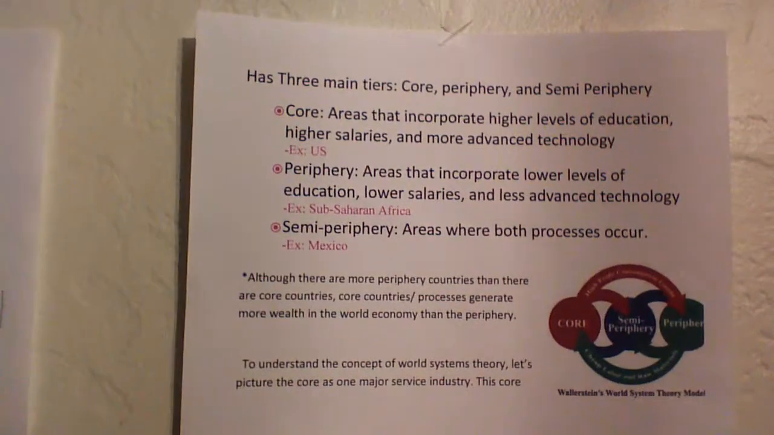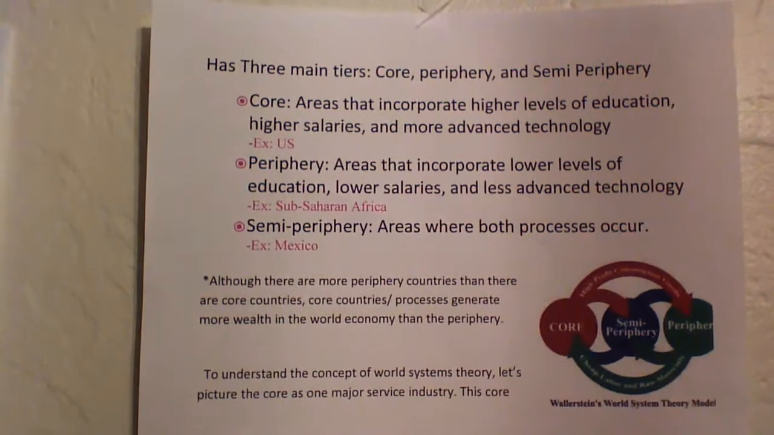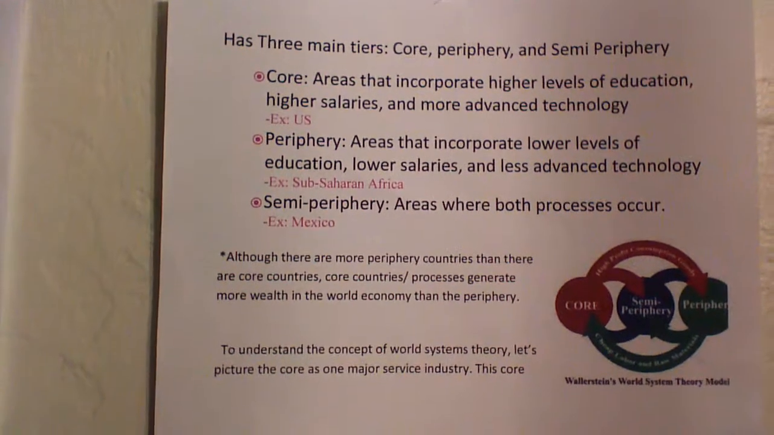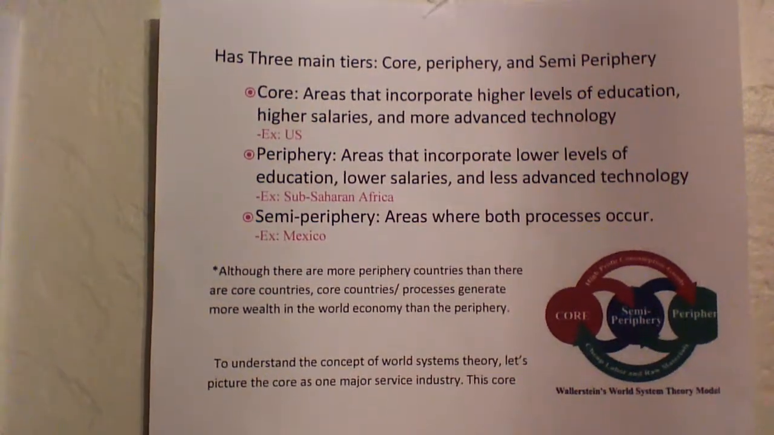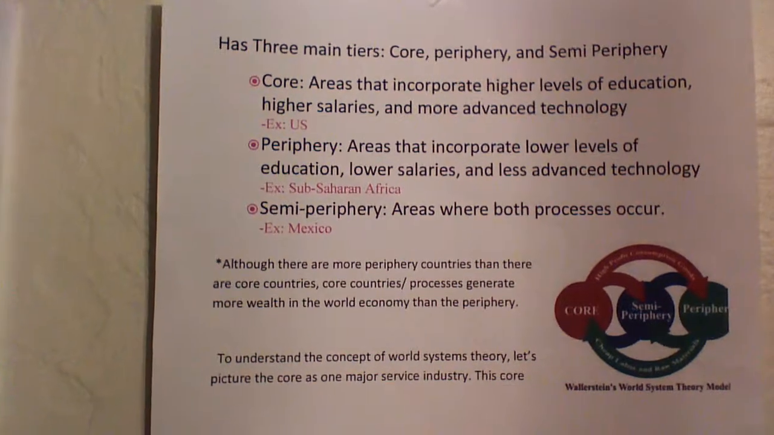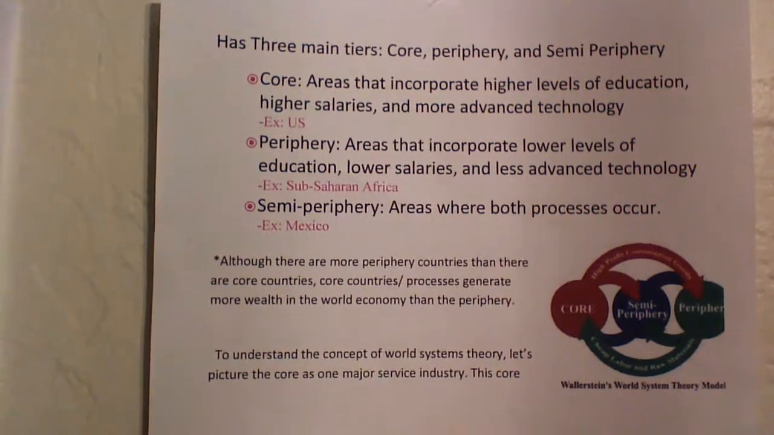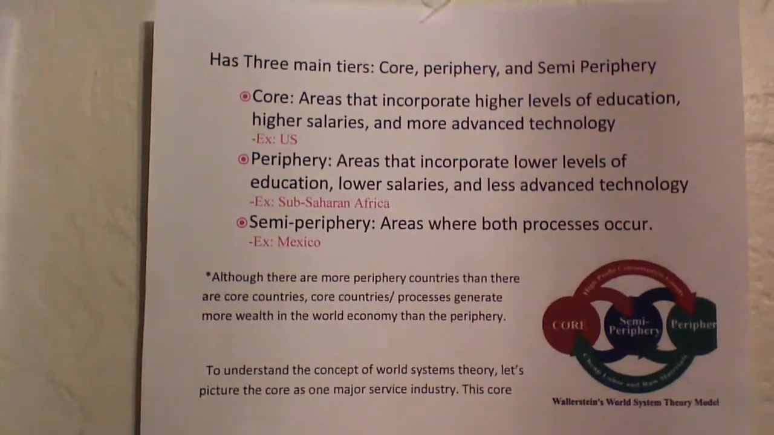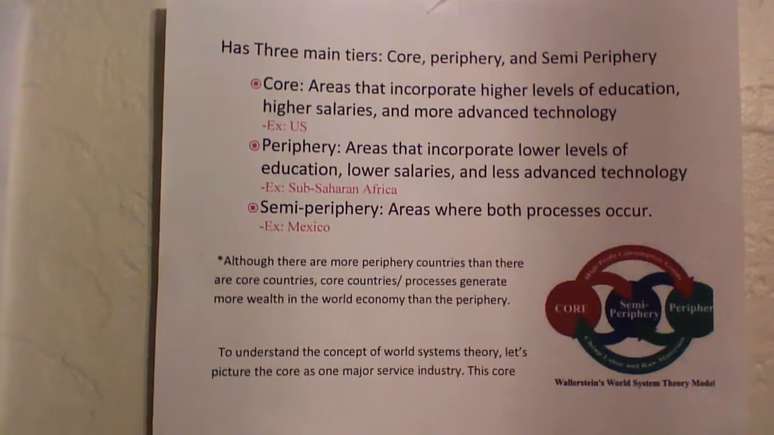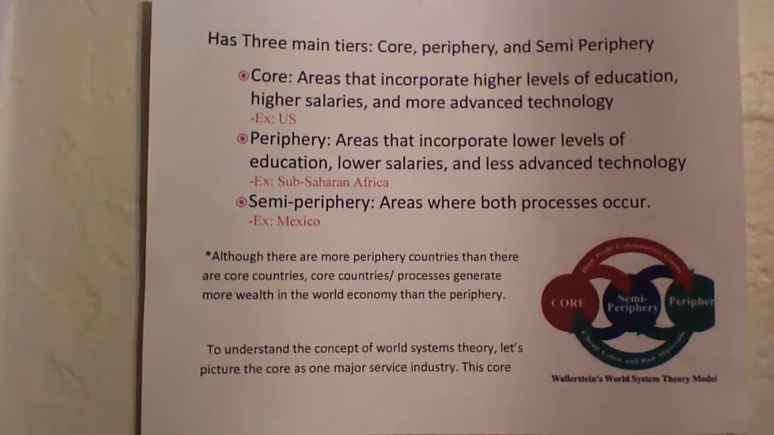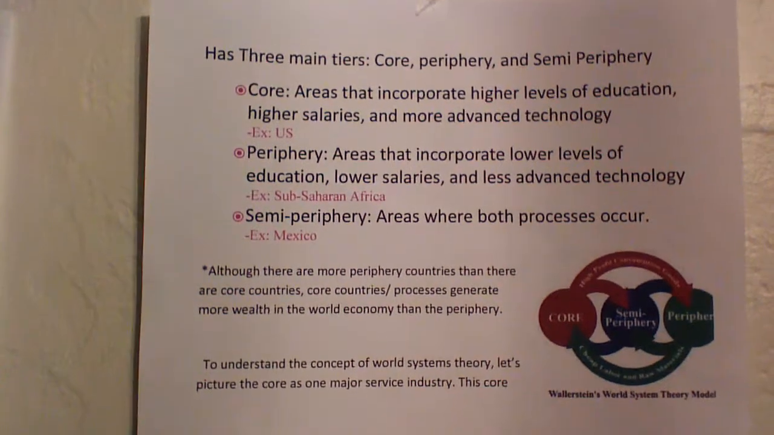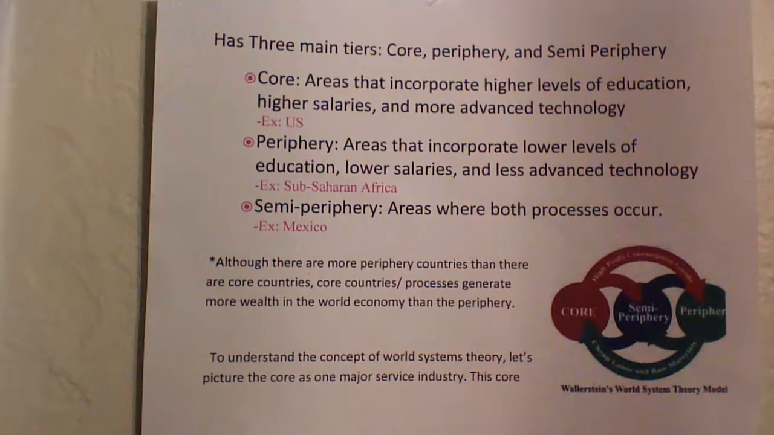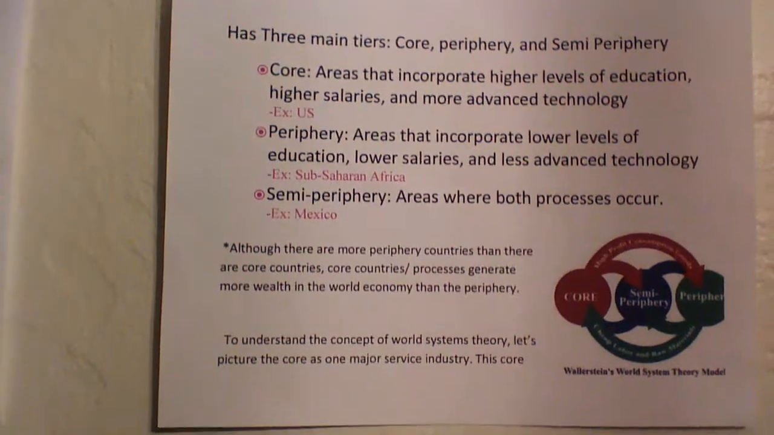The world systems theory has three main tiers. These tiers are core, periphery, and semi-periphery. Core areas incorporate higher levels of education, have higher salaries, and have access to more advanced technology. An example of a core region would be the United States. Periphery areas incorporate lower levels of education, receive lower salaries, and have access to less advanced technology. An example of such would be sub-Saharan Africa. Semi-periphery are areas where both processes occur. An example of this would be Mexico.